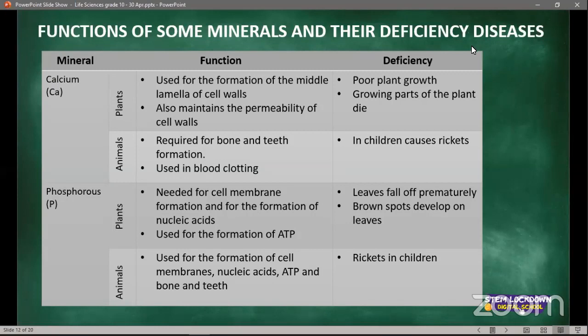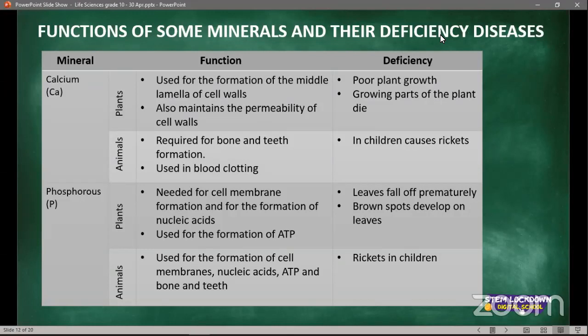So in children, it causes rickets. So Tyrese is asking what permeability is. We said that in plants, calcium maintains the permeability of cell walls. So what is permeable? It means the cell wall, anything can go in or out of cell walls. So permeable means to pass through.